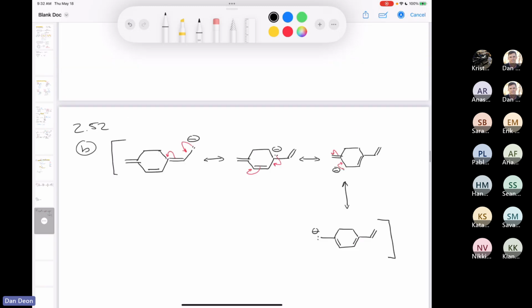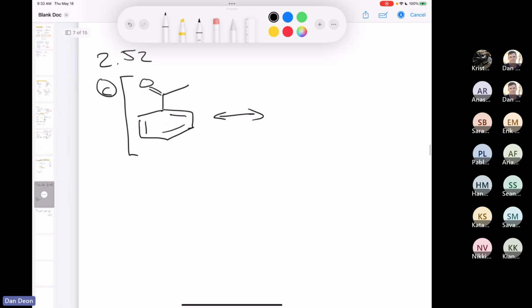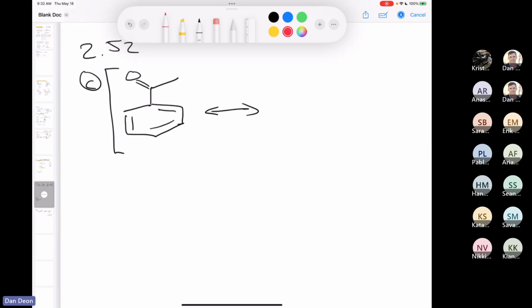Let's try one more. This is another common compound. This compound is called acetophenone. So could anybody give me an inkling? Where would I start here? One of the patterns that we haven't talked about a lot today, if at all, is we're going to see that in this compound. Where would I start? Like, how can I start by drawing resonance forms here?